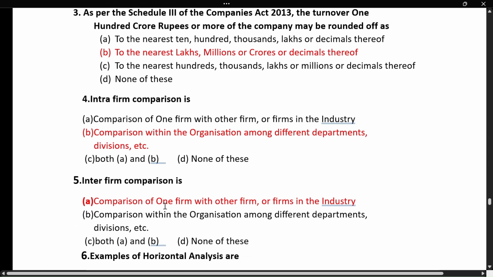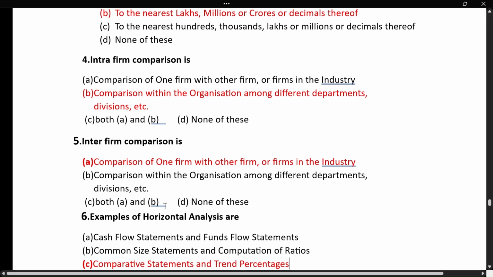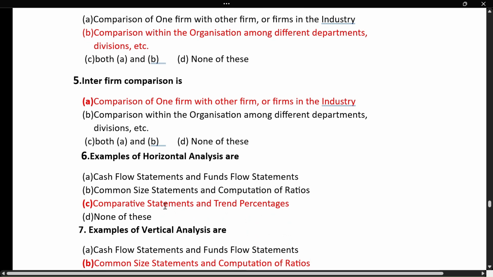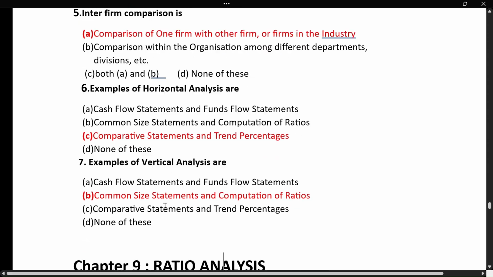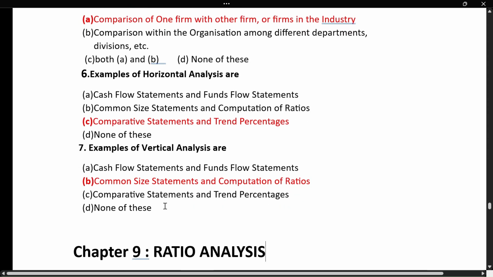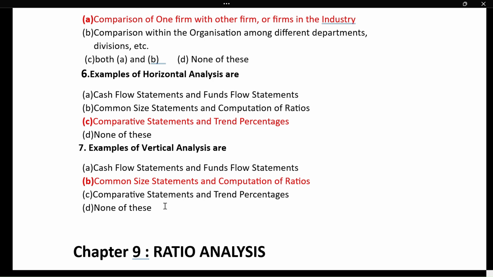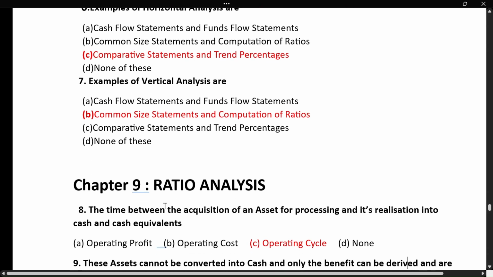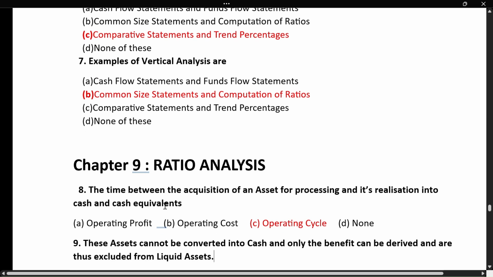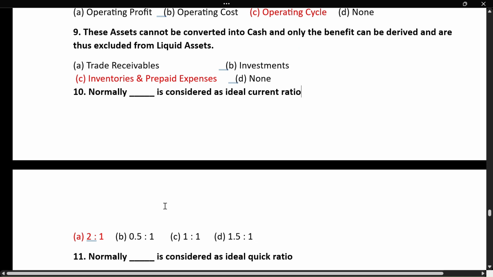Intra-firm comparison means comparison within the organization among different departments and divisions. Inter-firm comparison is a comparison of one firm with other firm or firms in the industry. Examples of horizontal analysis are comparative statements and trend percentages. Vertical analysis is common size statements and computation of ratios. Next, ninth lesson.